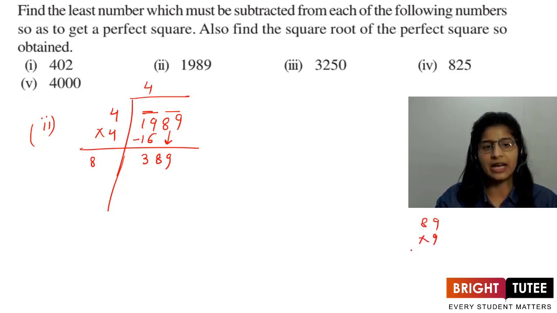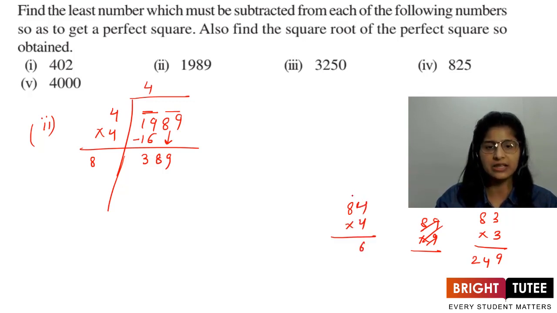Let's try with 9. 9 nines are 81, but what we need here is 9. So let's try with some other number. Suppose I try with 3. 83 into 3. 3 threes are 9, 3 eights are 24, 249. Let's try with 4 because it is not a perfect square. So now we are going to try 4.